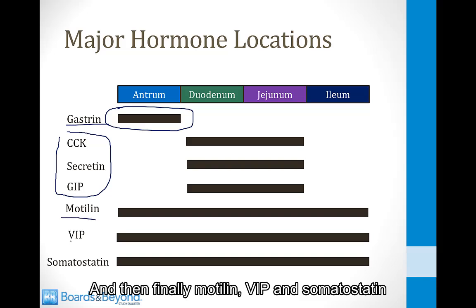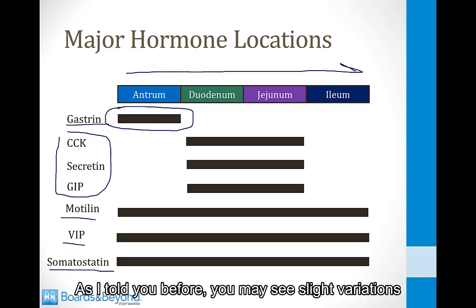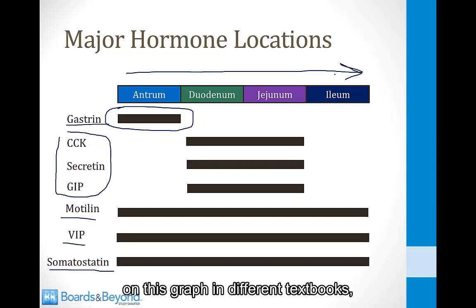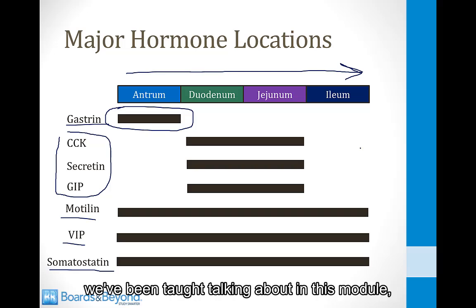And then finally, motilin, VIP, and somatostatin can be found to some degree along the entire length of the GI tract from the antrum to the ileum. As I told you before, you may see slight variations on this graph in different textbooks, but these are the major locations for all the hormones we've been talking about in this module.